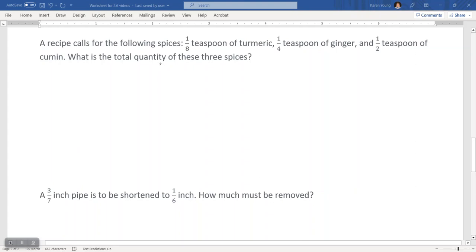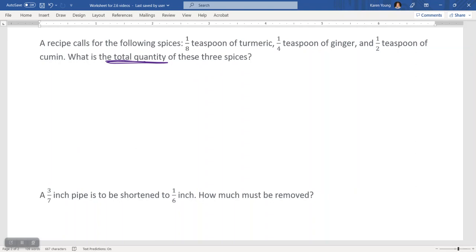Remember, I said before that we want to read the question all the way through and then determine what we're looking for. So we're wanting the total quantity. I want to know not how much of each, but how much total we're getting. So I've got 1/8 of a teaspoon of turmeric, 1/4 of a teaspoon of ginger, and 1/2 of a teaspoon of cumin. So I'm just going to add those together. 1/8 plus 1/4 plus 1/2.